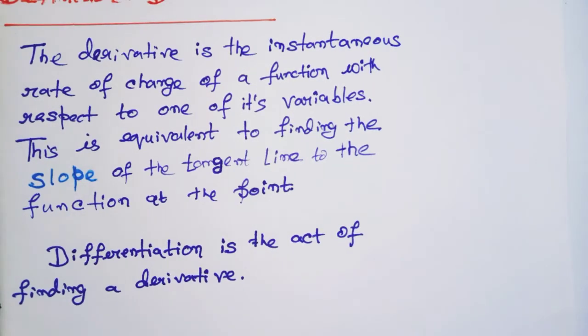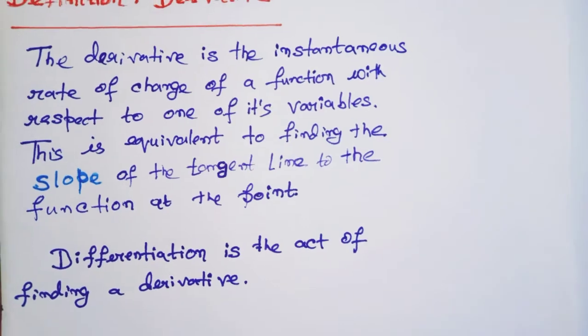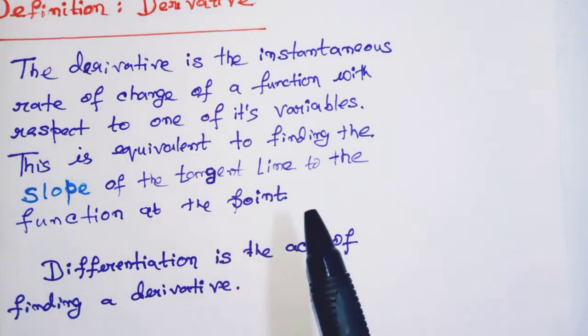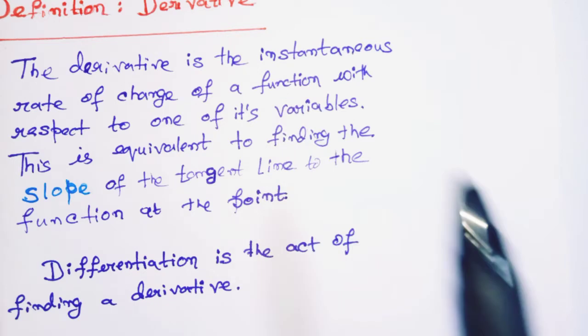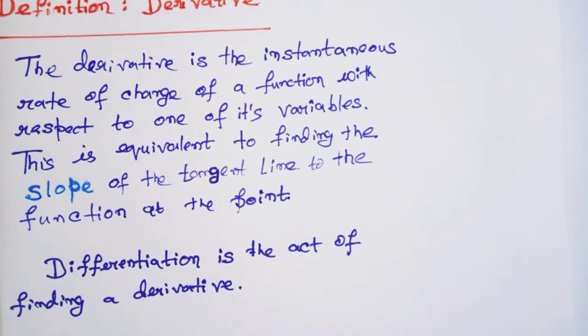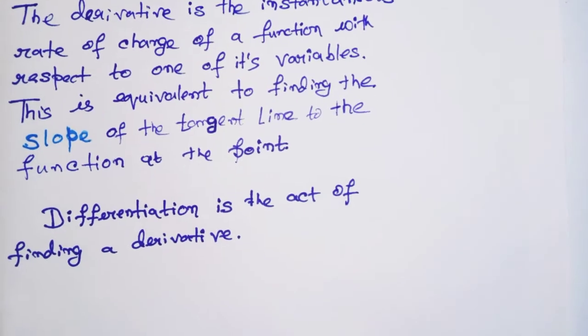Now, once we go forward with this definition, one thing is quite clear: we know what the slope or the tangent of a line is, and we know how we can find it. But we don't know about this particular term, the instantaneous rate of change of a function. So we need to understand what instantaneous velocity or instantaneous rate of change actually is. We have done in our earlier video what differentiation is. It is basically the act of finding this derivative, which is the central idea of this video.